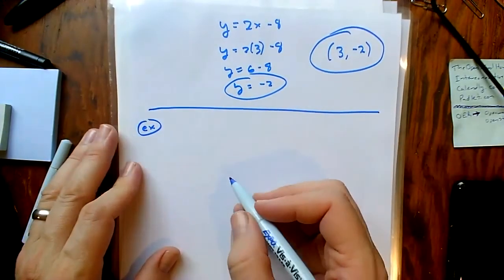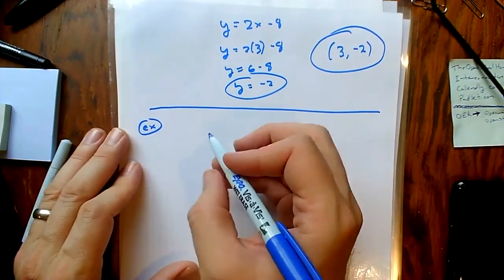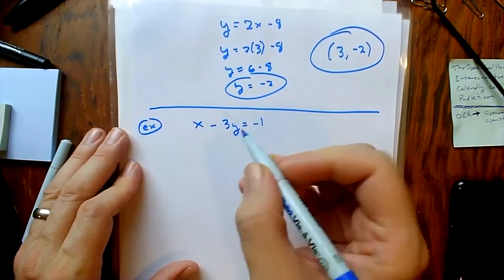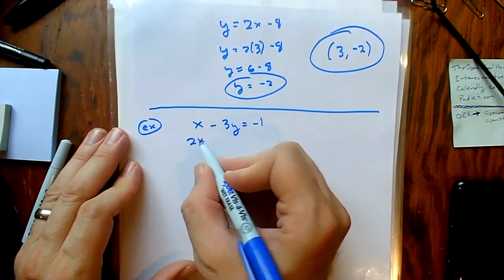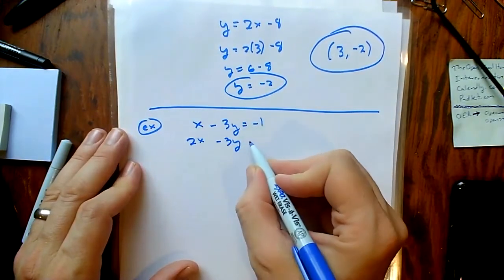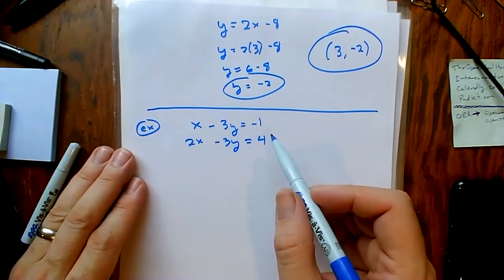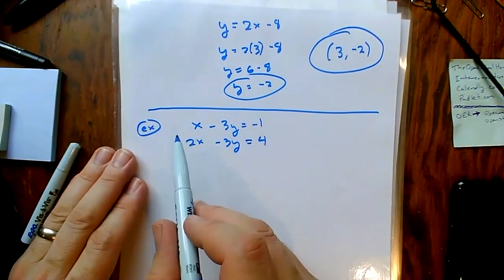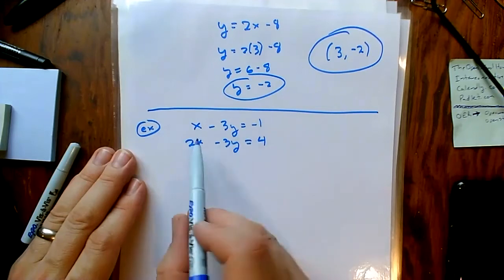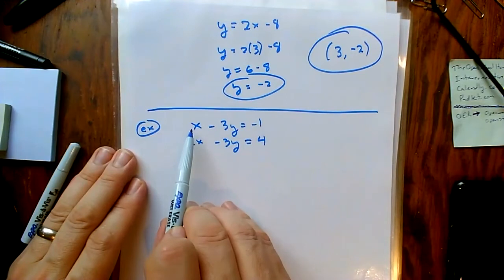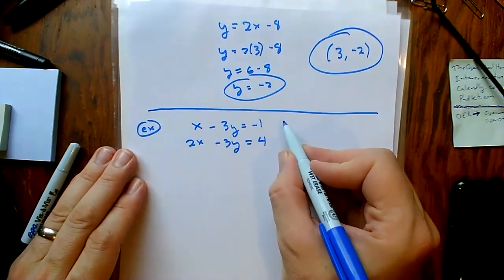And in this one, how about we do something like x minus 3y is equal to negative 1, and 2x minus 3y is equal to 4. Now, I know this is a good setup for elimination, but we're doing substitution. And on this, we need to go ahead and solve for one of our variables first. So I look at this and I see that this top one, I've got a coefficient of 1 right here. So I'm going to solve this top equation for x.